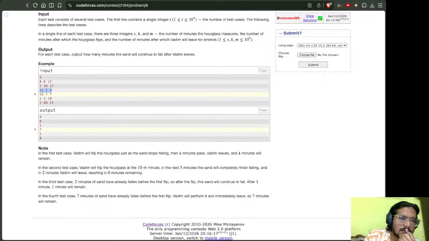In this case 16 is more than 7, so we flip it once and exactly at 7 we leave the table. Okay, it starts from 2.